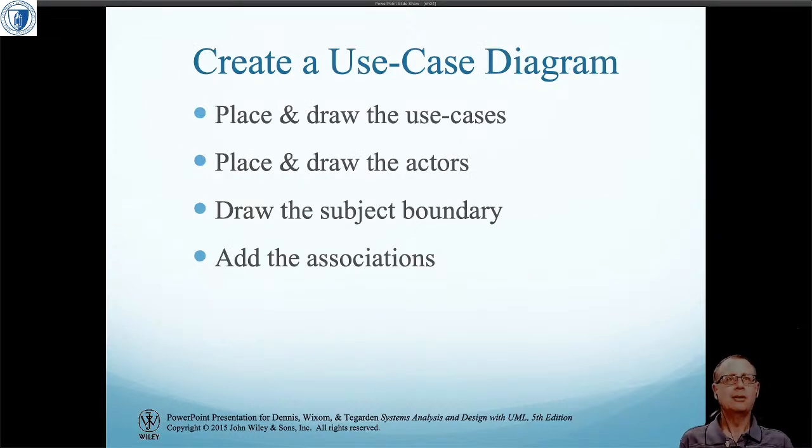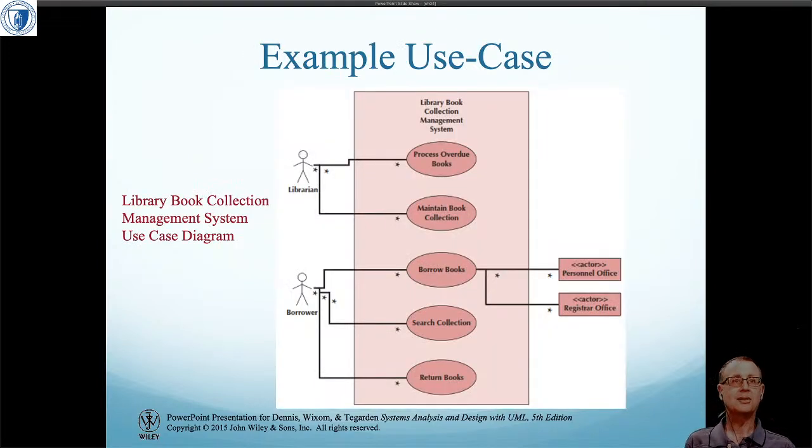So create a use case diagram. Place and draw the use cases, place and draw the actors, draw the system boundary, add the associations. And here's an example, right? We've got a library book collection management system. We've got a librarian and a borrower as the external actors, and we've got various use cases. Oh, there's two other computer-based actors. There's the personnel office and the registrar office. And the major use cases are process overdue books, maintain book collection, borrow books, search collection, and return books.